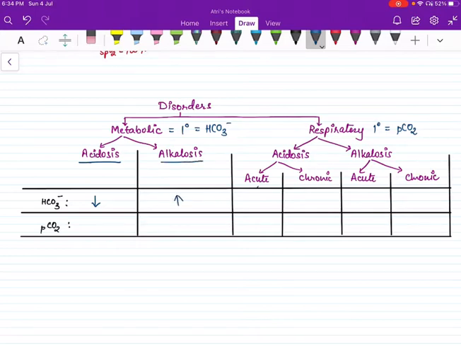The body will try to compensate for this by increasing or decreasing our PCO2 levels by altering our respiratory rate. So in acidosis, the PCO2 levels will be decreased by increasing our respiratory rate, which will cause CO2 washout. And in metabolic alkalosis, the PCO2 levels will be increased by decreasing our respiratory rate. Coming to respiratory disorders, as you can see here, they are further classified into acute or chronic acidosis and alkalosis.